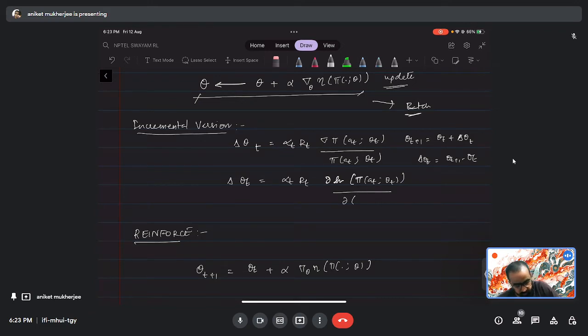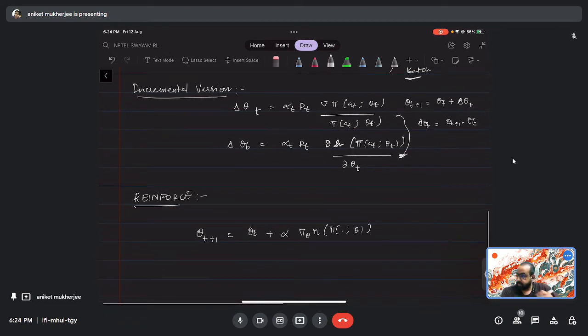So this is the derivative with respect to theta, right? I hope there is no confusion in this step. How are we getting this from this? If you partially differentiate this function with respect to theta t using the chain rule, what we get is 1 by phi a t theta t, and then the gradient with respect to theta of phi a t. So it's basically like this, but this is a much simpler way to work. And if you use this, that is the reinforce version.